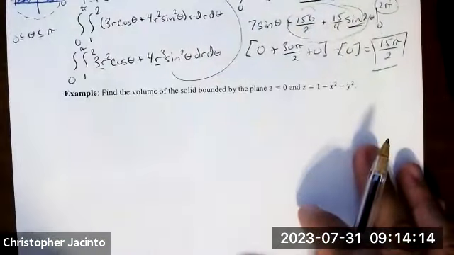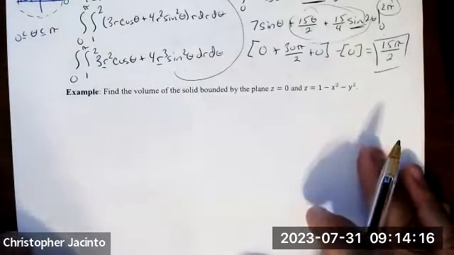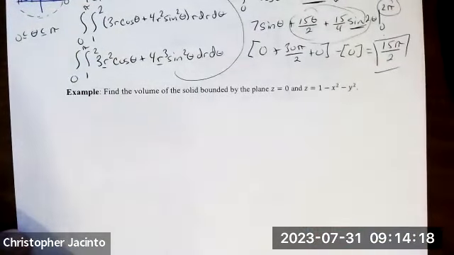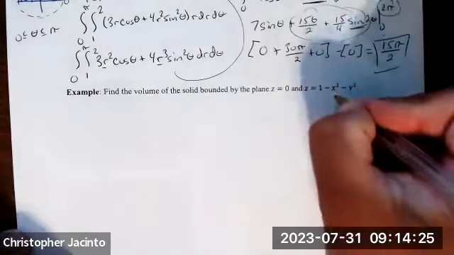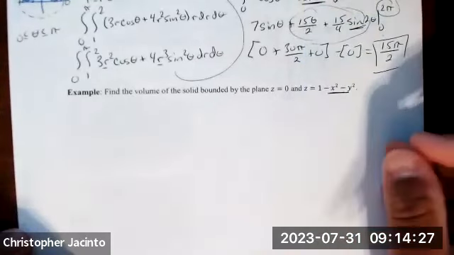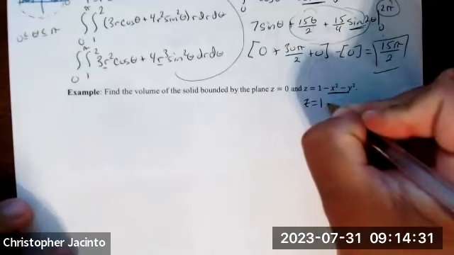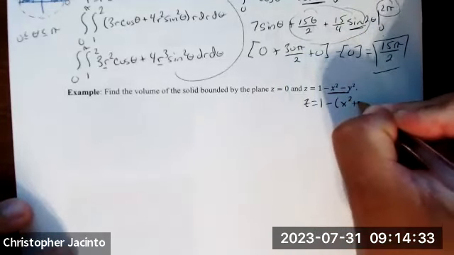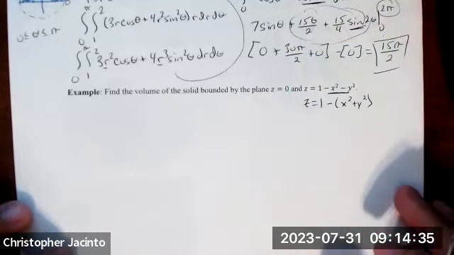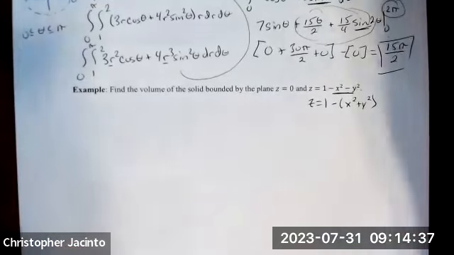And believe it or not, this is actually easier. I should have swapped these examples. So find the volume of the solid bounded by the plane z equals 0 and z equals 1 minus x squared minus y squared. So notice again, here's your hint, right? We have x squared technically because I can rewrite this with a negative on the outside. So we do technically have the circle. So that means automatically polar coordinates.